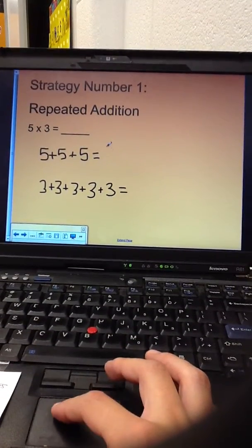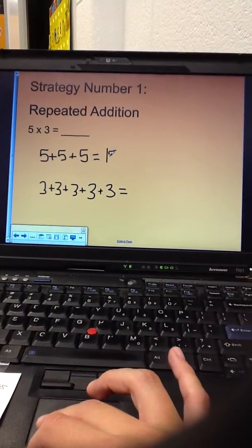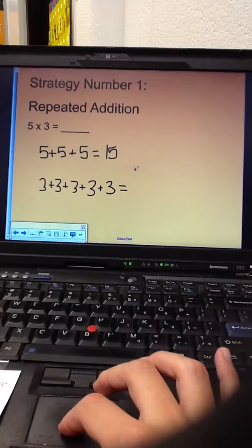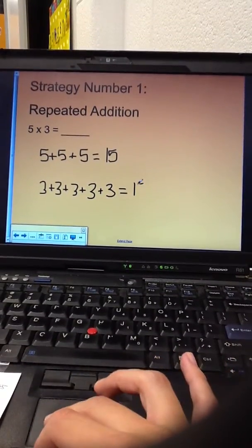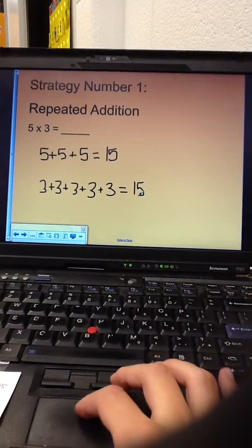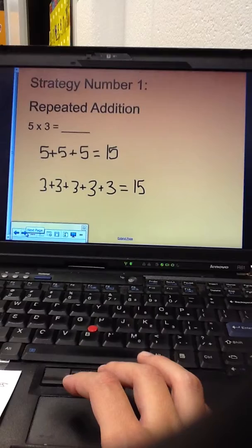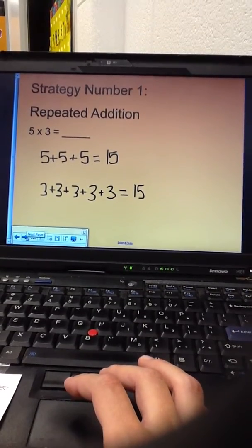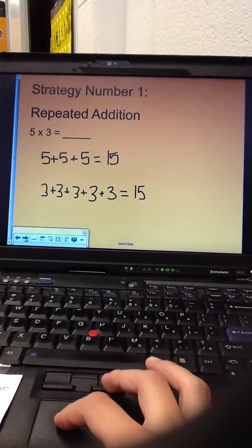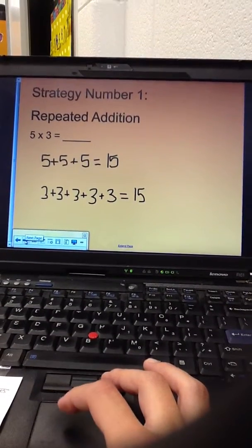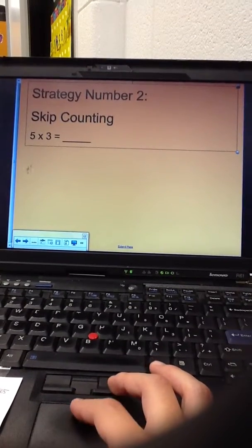If you said the answer for 5 plus 5 plus 5 is 15, you are correct. And also 3 plus 3 plus 3 plus 3 plus 3 is 15. Now, is that strategy always the easiest way? Not always. Sometimes you have bigger numbers, and it's not always the easiest way, but it is one strategy that you can use. Next strategy you could use is skip counting.